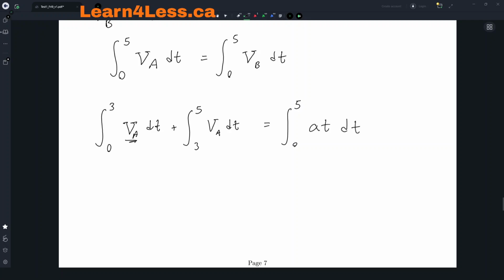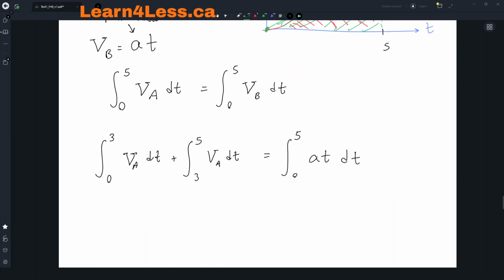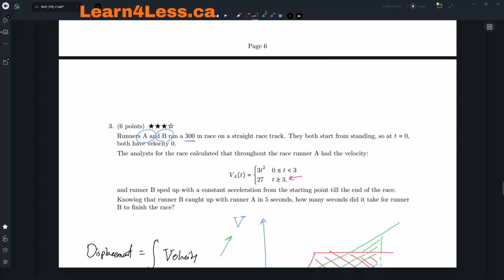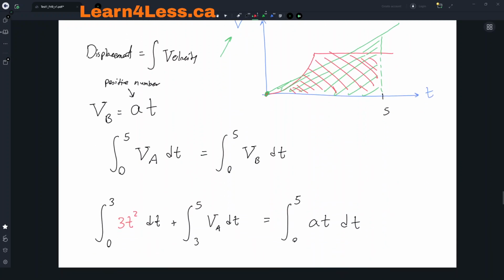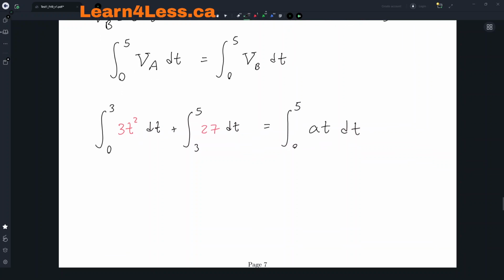VA from 0 to 3 has the expression 3t squared, so I can replace this VA with 3t squared. For VA from 3 to 5, which is after 3, it's just constant 27. So in this integral, I can write 27. So what I get is this integral. Let's take that: the 3 is a constant, it stays there. The integral of t squared is t to the power of 3, adding 1 to the power and dividing by the new power.